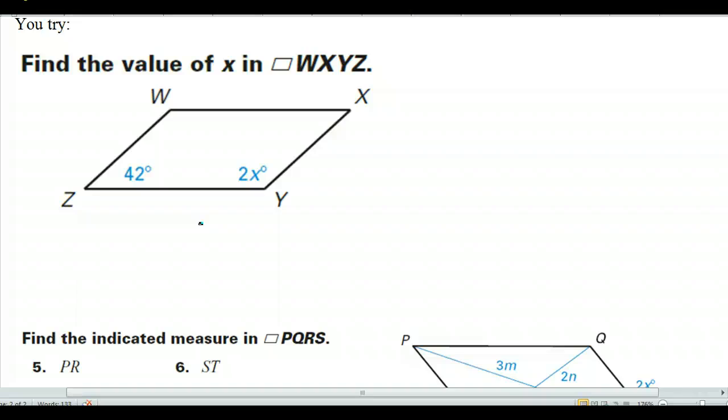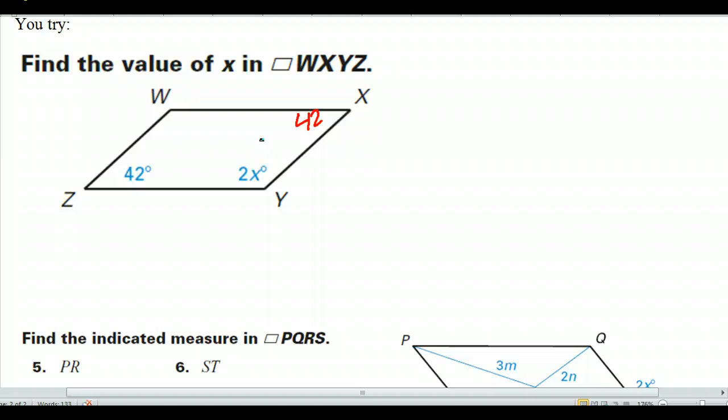Instead, I taught you 4 properties today. Opposite sides congruent. Opposite angles are congruent. Are these opposite angles, you guys? No. Opposite angles are like z and x. If this is 42, this will be 42. These will be equal. These angles are consecutive.